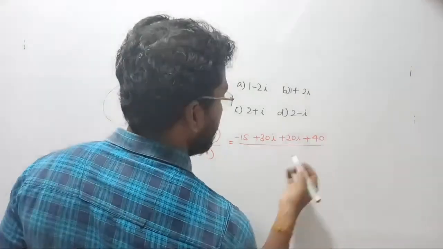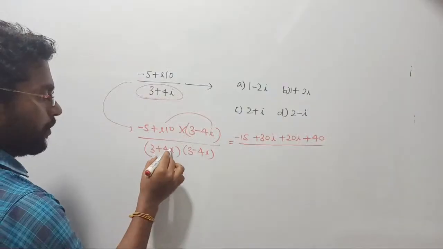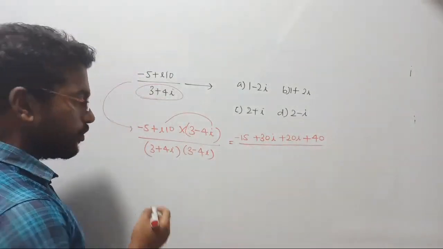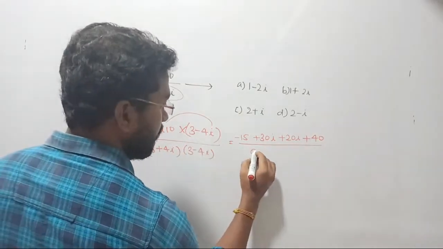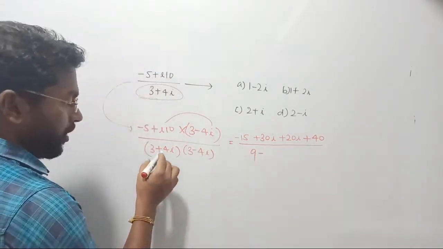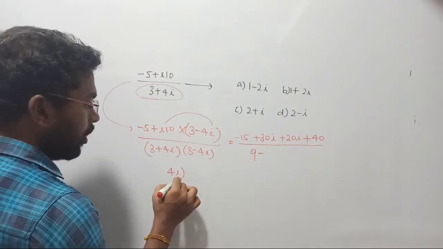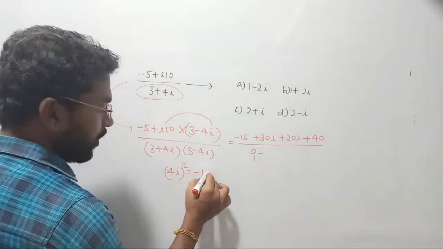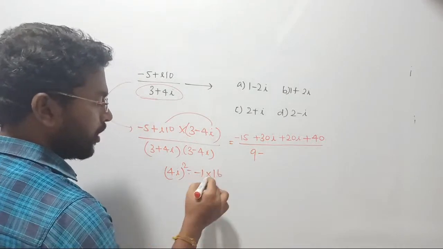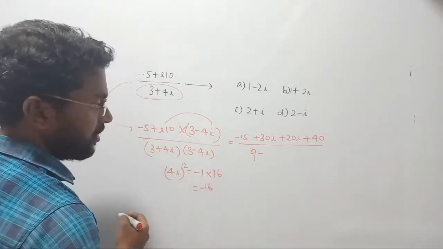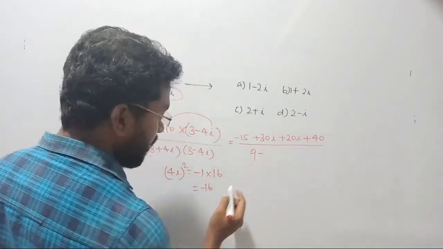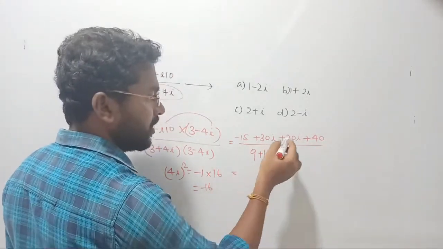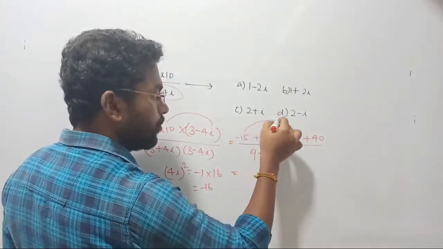Whereas in the denominator, you are going to get a plus b into a minus b, such that it will become a square minus b square. A square is 9 minus b square. B square is now 4i whole square. i square will give you minus 1, 4 squared gives 16, such that minus 1 into 16 will be equal to minus 16. Already in the formula we have one more minus, so minus into minus will become plus 16, such that this function will become, see there, let's group them together.